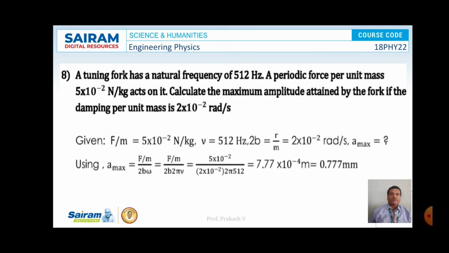So here the value of F by m is given, that is 5 into 10 to the power of minus 2 Newton per kg, and the value of mu is 512 hertz, and the value of 2b is r by m, that is equal to 2 into 10 to the power of minus 2 radians per second, and we are able to calculate the value of A max using the formula F by m divided by 2b omega. Substitute the values of 2b, omega and F by m. Then on simplification the value of A max is found to be 0.777 millimeter. So this is the solution of this problem.